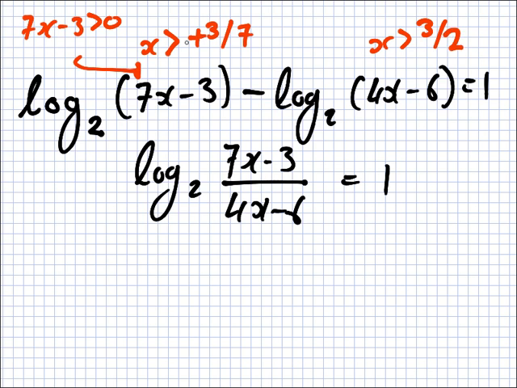Now just think about this. If I say x must be more than 3 over 7 and x must be more than 3 over 2, I can put those two together to make one statement. What statement would that be? If x must be more than 3 over 7 and more than 3 over 2, then we can say x must be more than 3 over 2. End of story. Whatever answer I get must be more than 3 over 2. Okay. Right, now let's continue. What can I do next?